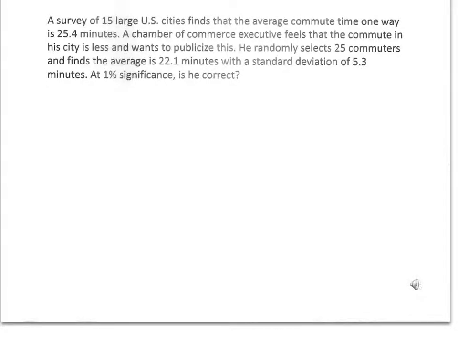A survey of 15 large U.S. cities finds that the average commute time one way is 25.4 minutes. A Chamber of Commerce executive feels that the commute in this city is less and wants to publicize this. He randomly selects 25 commuters and finds an average of 22.1 minutes with a standard deviation of 5.3. At a 1% significance, is he correct?